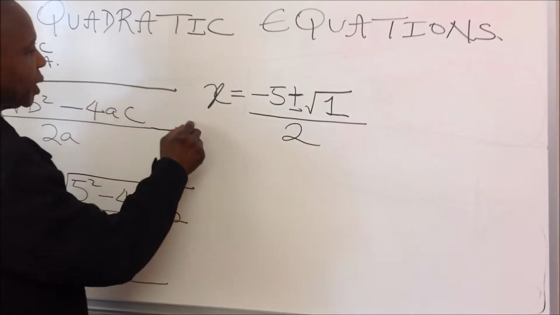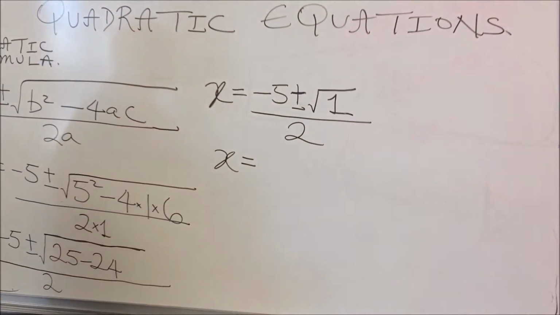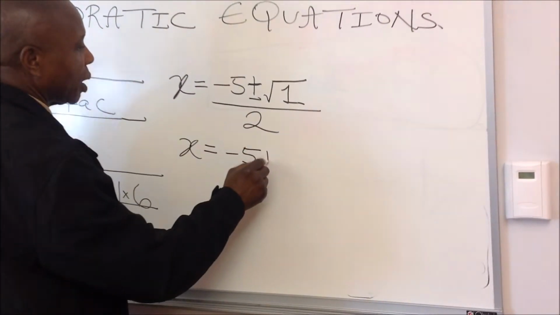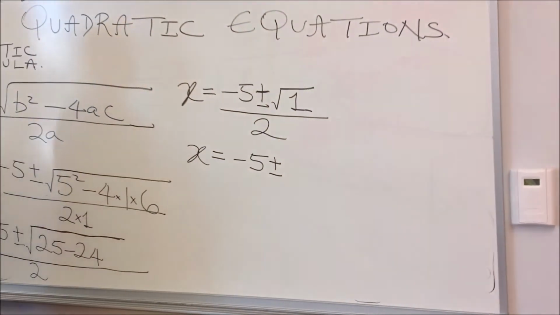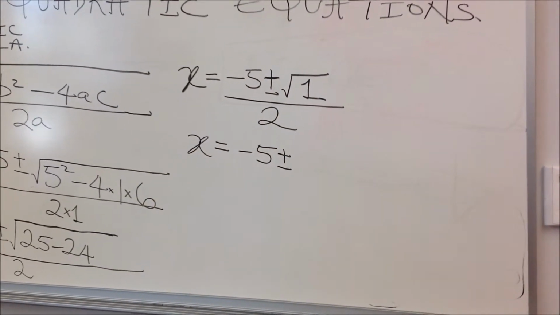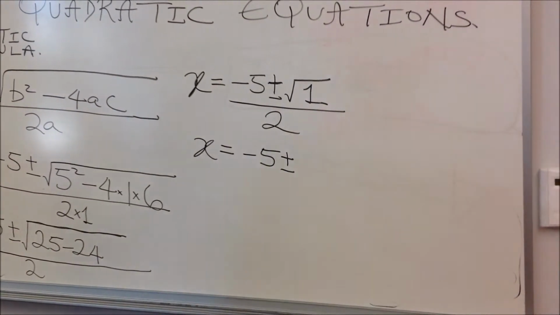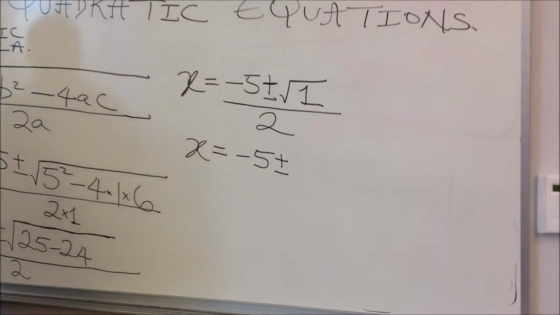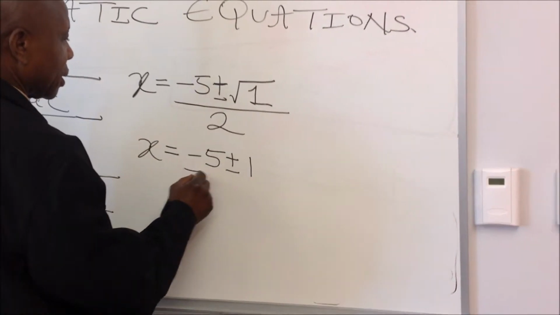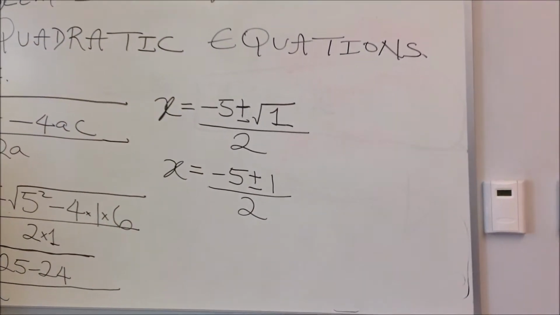So therefore that means that x now equals negative 5 plus or minus. What is the square root of 1? Anybody can give me this answer here? 1. Thank you, Ms. Christie of Houston, Texas. Thank you very much. It is going to be 1. The square root of 1 is 1. So we're going to write that 1. Divide everything by 2.